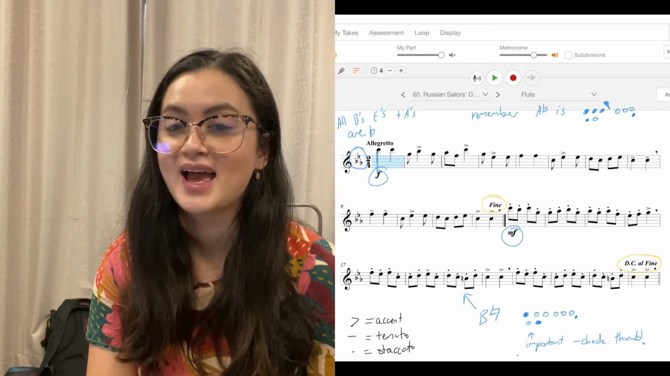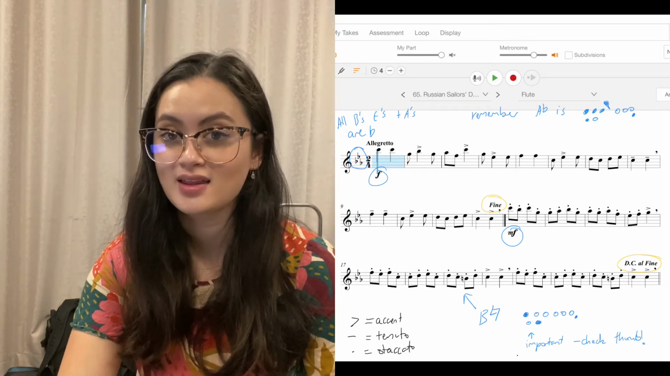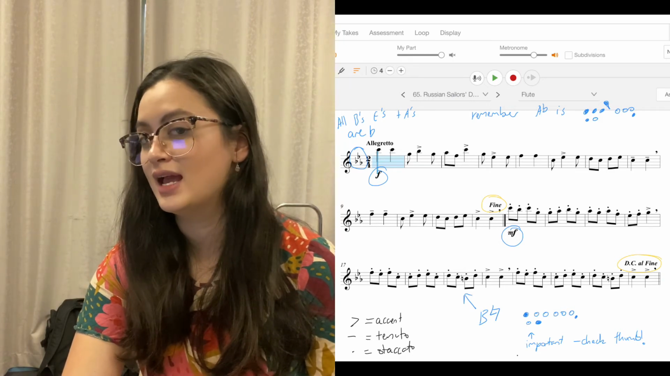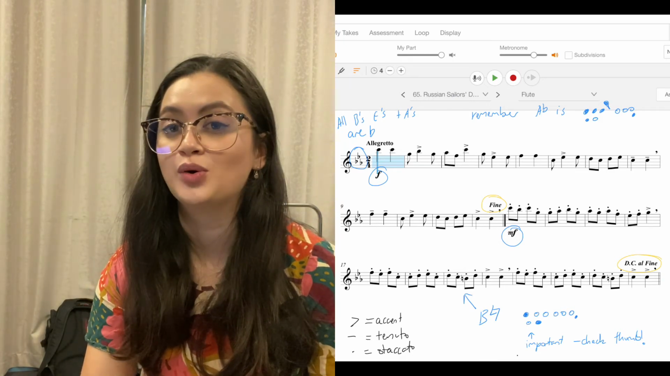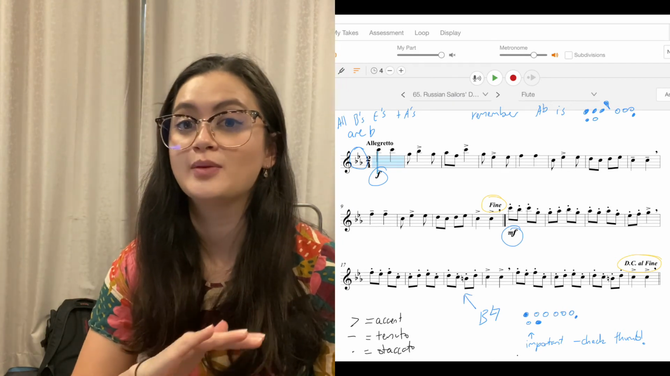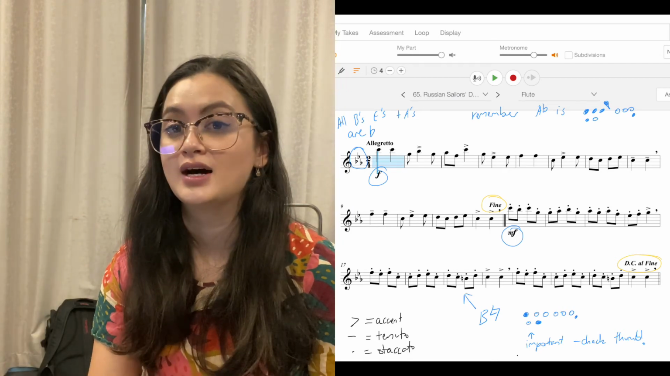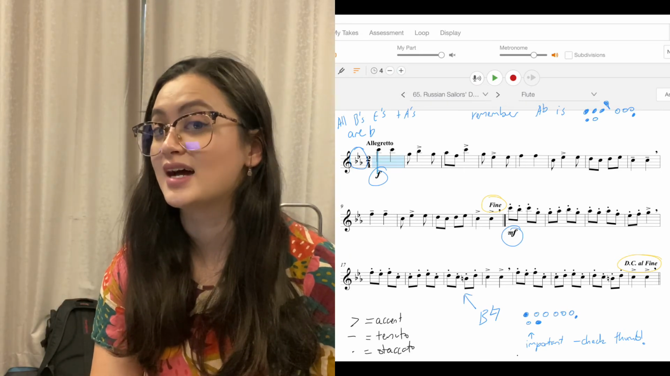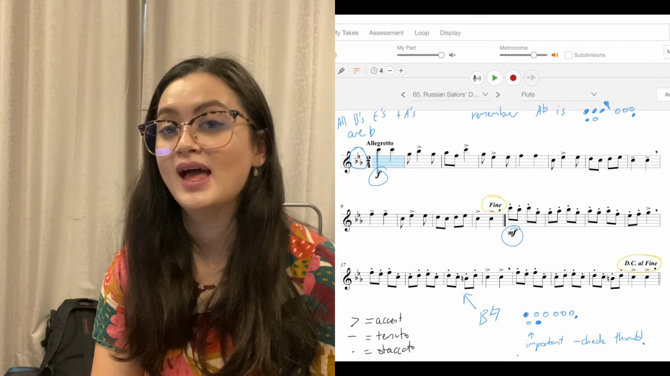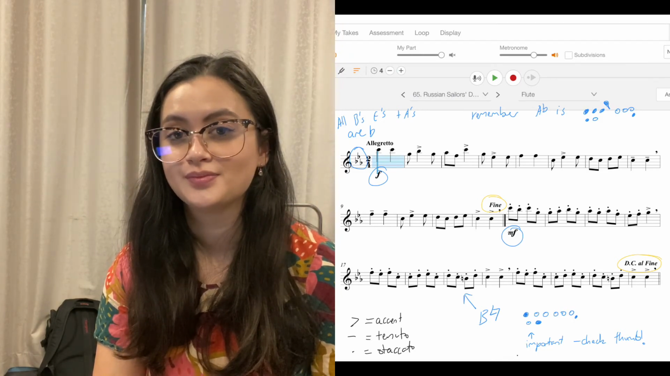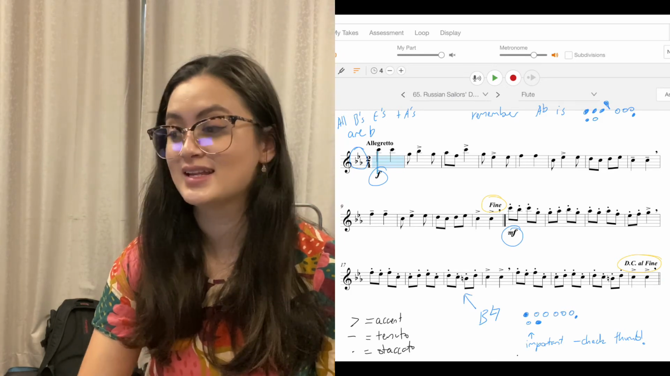Now pause and practice all of it together so you can go from the beginning through the DC al fine and back to the fine, doing all of the accents, emphasis on the notes, tenutos, making them nice and long, staccatos, making them short and separate from the other notes, the dynamics, and allegretto means just a little bit slower than allegro. Pause and practice. Now let's check it together.